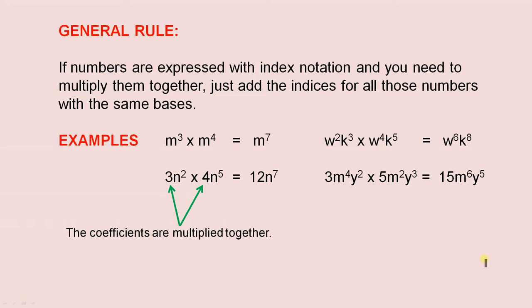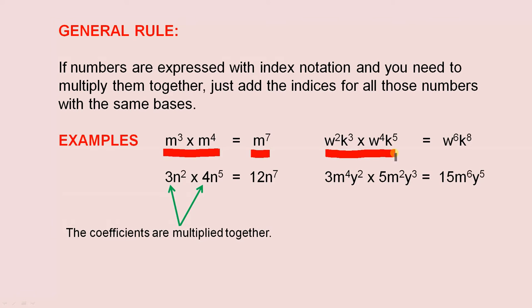A general rule. If numbers are expressed with index notation and you need to multiply them together, just add the indices for all those numbers with the same bases. So here's an example. M to the power of 3 by M to the power of 4 is M to the power of 7. We keep M the same and we add the indices. 3 plus 4 is 7. That's very straightforward.